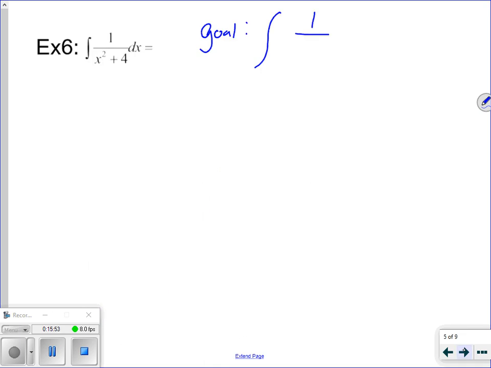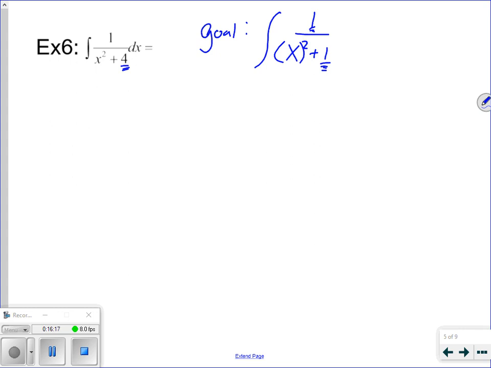So what we got here is 1 over, the goal is to have x squared plus 1, something along those lines. Okay? So we're going to have to rewrite it to where we have a 1 here, a 1 here, and then some quantity squared, because then I can just do u sub. Right now we have a 4 there. That kind of complicates things. All right?